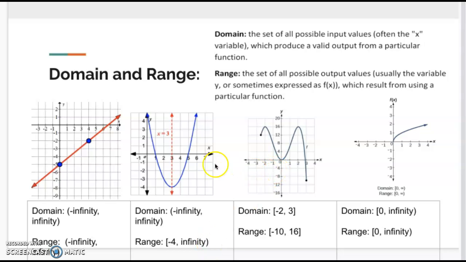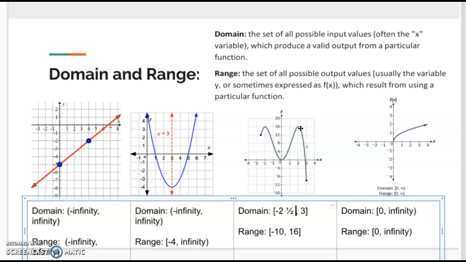Okay, my domain here, again, all my x's. Is it going past this? I have it at -2, but it should be -2.5 is what it looks like. So -2.5 all the way over to a +3. Those are all the x values I can use. My y's, it's going to go from -10 all the way up to +16. Those are all the y's I can use.